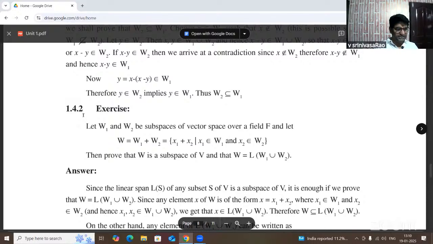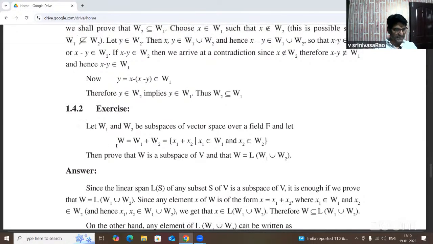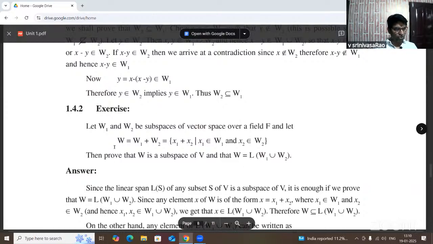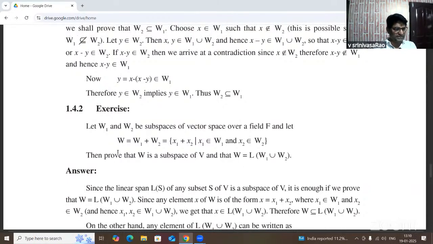Now see 1.4.2. The sum of the subspaces is represented as W. What is the sum of the subspaces? The sum of the subspaces is the representation W1 plus W2, where plus means addition. So W1 plus W2, the sum of the subspaces, is also a subspace. So W can be written as W1 plus W2.